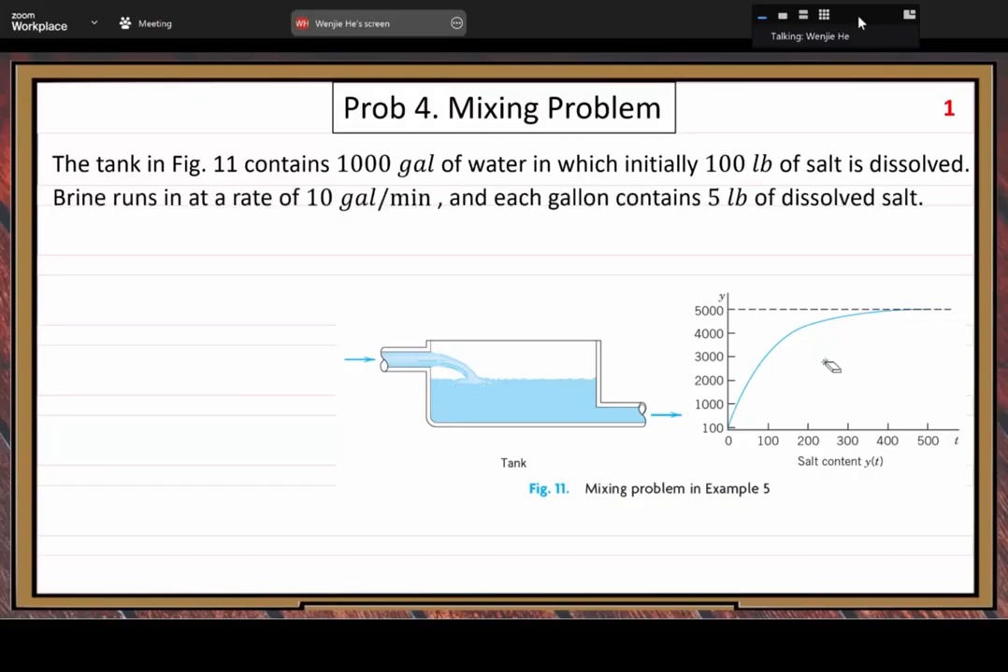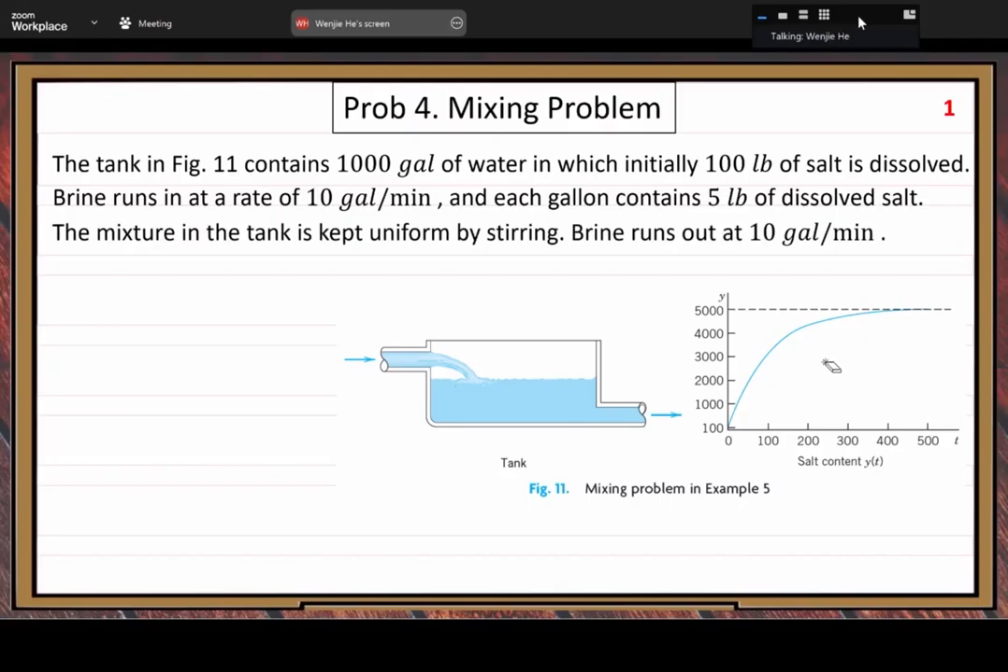Initial condition. Brine runs in at a rate. That's the inflow part, at the rate of 10 gallons per minute. Each gallon contains 5 pounds of dissolved salt, not water, some salt in it. That's the inflow part.